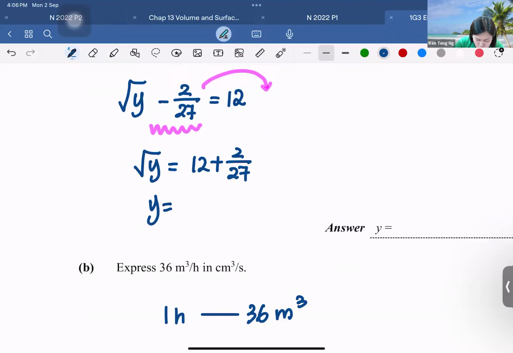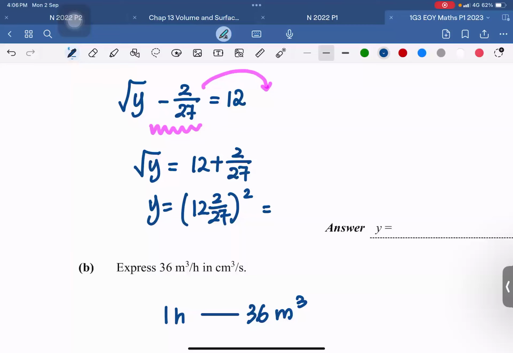Next, how do I get rid of the square root? The opposite of square root. No response. The opposite of square root is square. Yes, square this. Answer? Not a nice number. 12 and 368.